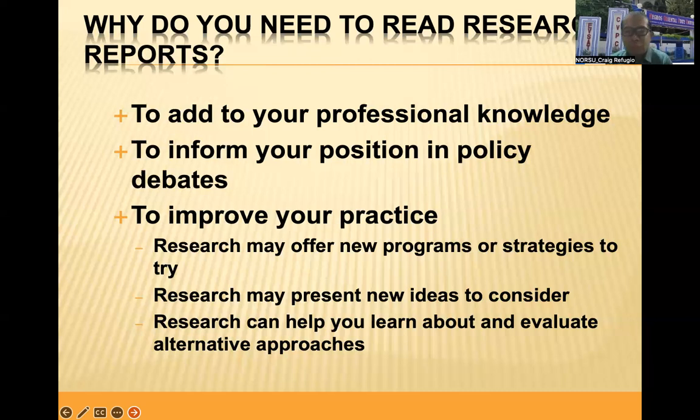Research may offer new programs or strategies to try. Research may present new ideas to consider. Research can help you learn about evaluating alternative approaches. There might be many approaches, but you are going to evaluate them on which one is the best one, which one is effective, which one is not effective. And we are able to have that kind of evaluation too, based on research findings.